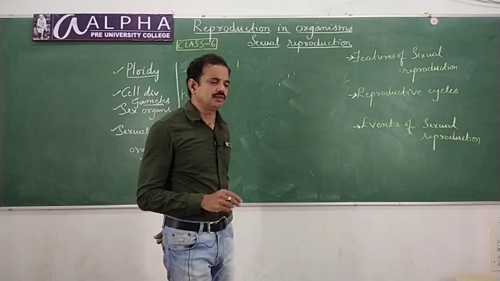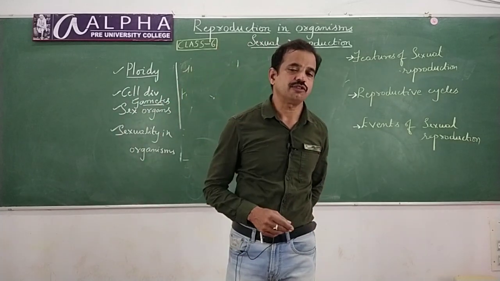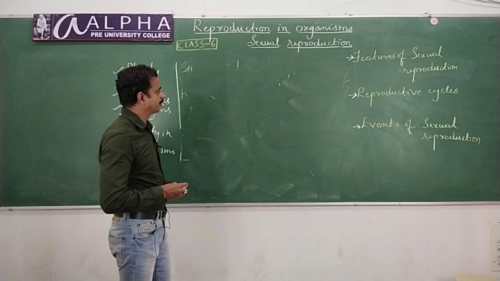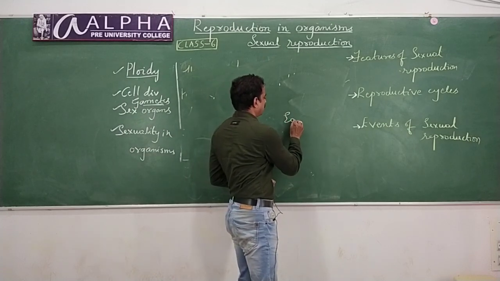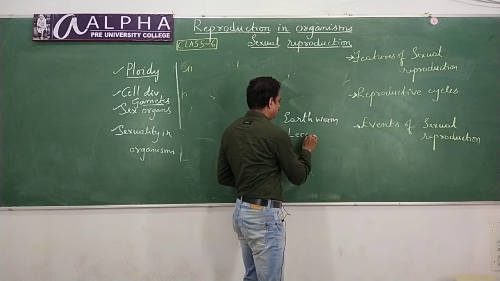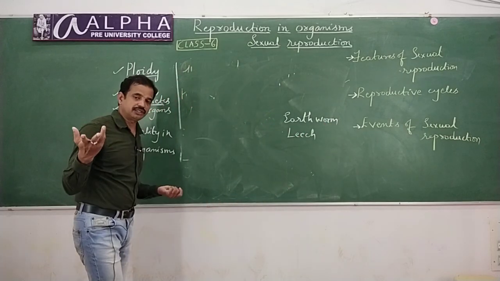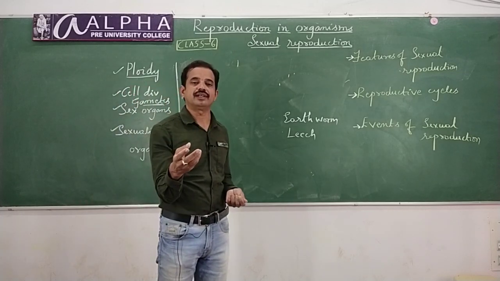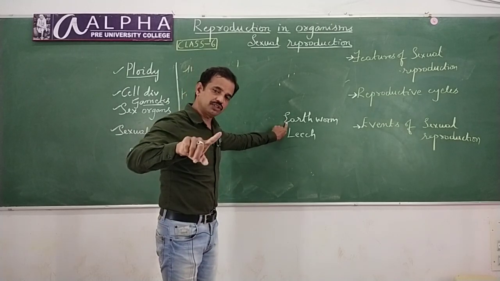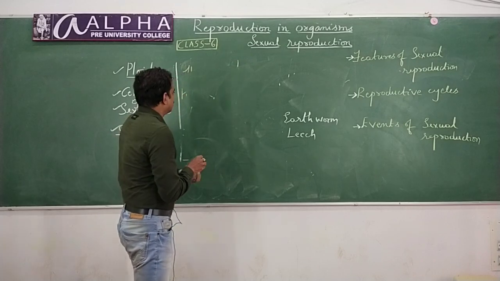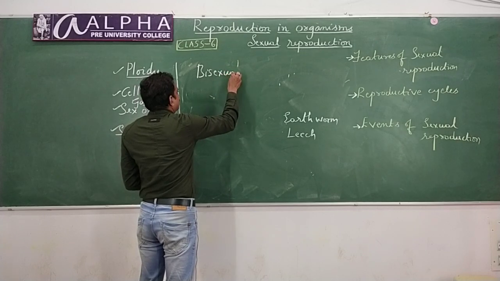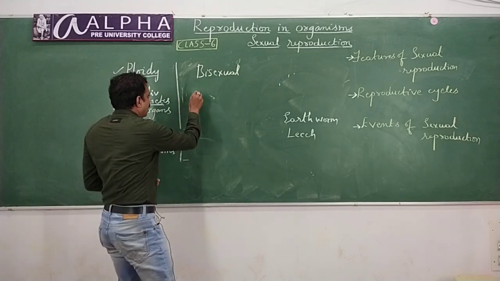so now let us consider sexuality in animals. As in the case of bisexual plants, even some animals like earthworm and leech can have both the reproductive structures, testis and ovary. A single earthworm can have both testis and ovary. So this condition we call a bisexual condition. And they are also called hermaphrodites.